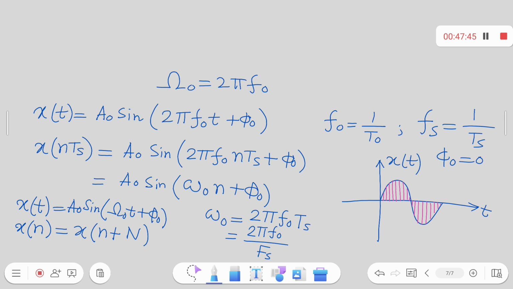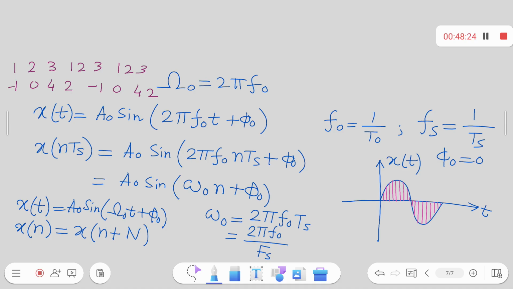Suppose I have a sequence like this: 1, 2, 3, then 1, 2, 3, then 1, 2, 3, and so on. So I can call this a periodic sequence with a period equal to how much? 3. I can have a sequence like -1, 0, 4, 2, -1, 0, 4, 2. This is a periodic sequence with period 4.